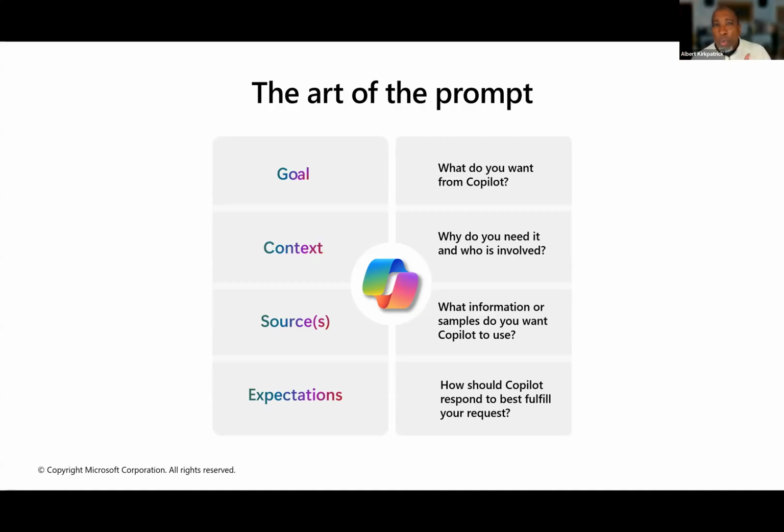What is it that I want Copilot to do? I want to define that expectation first. I want to specify why I need it done. The same statement in different contexts could have different outcomes that we're looking for. What information or samples do I want Copilot to use? And how should Copilot respond to fulfill the request?